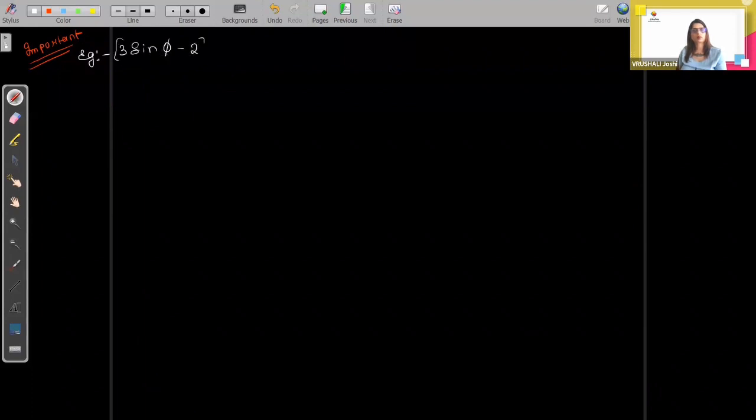ये क्वेश्चन है 3 sin 5 -2 into cos 5 by 5 minus cos square 5 minus 4 sin 5। ओके, ये क्या है? इसे इंटीग्रेट करना है, करेक्ट?